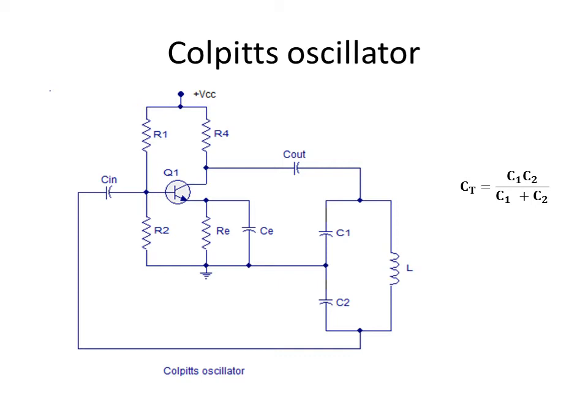So instead of just using a single capacitor, we have got two capacitors which are connected in series, and these two capacitors are connected in parallel to L. So that will make the tank circuit. But the working is just as usual.